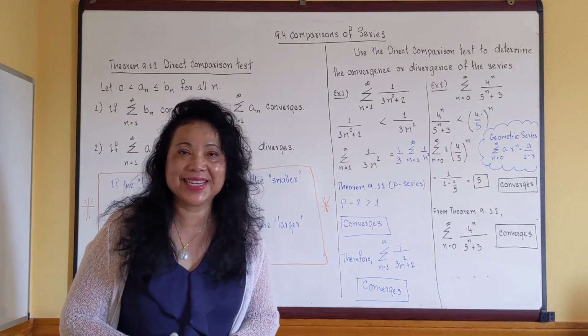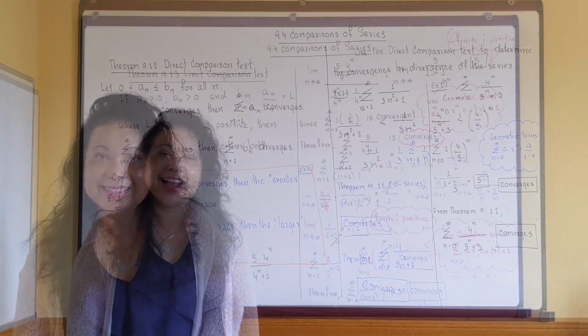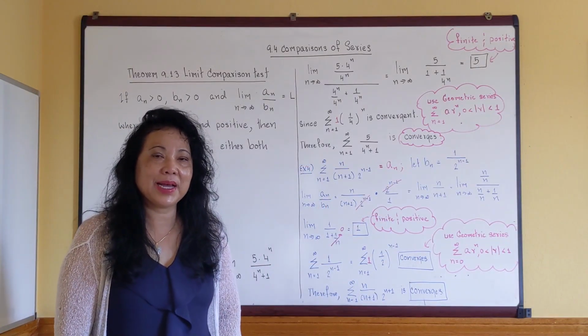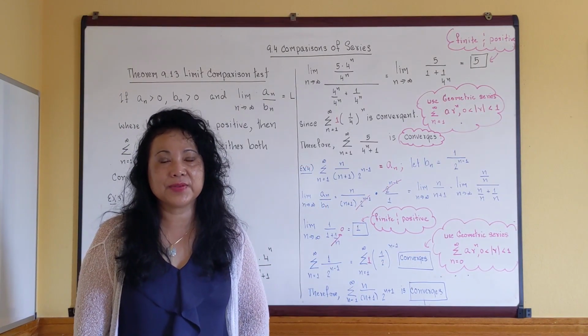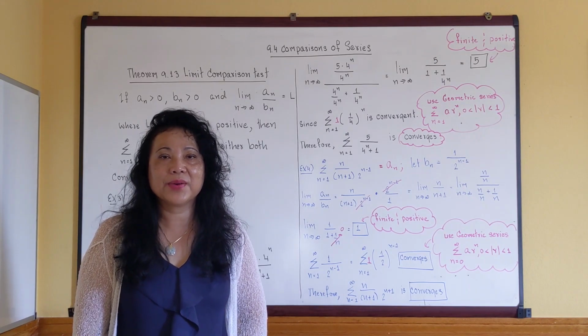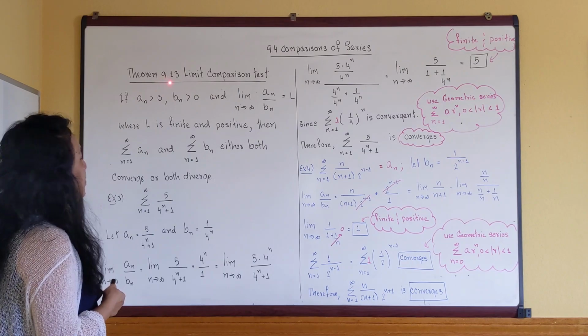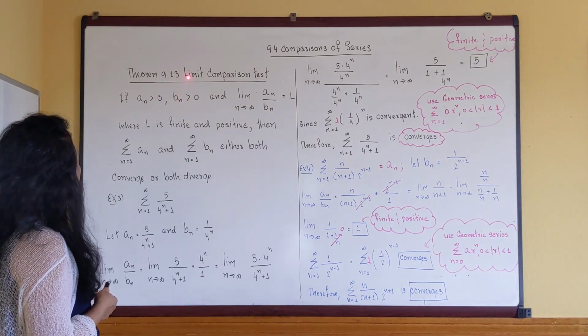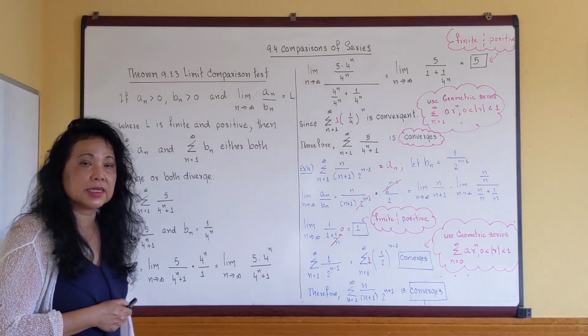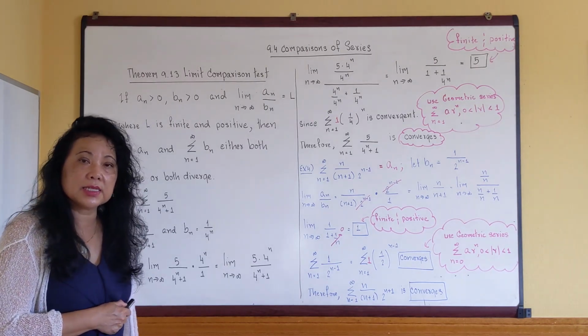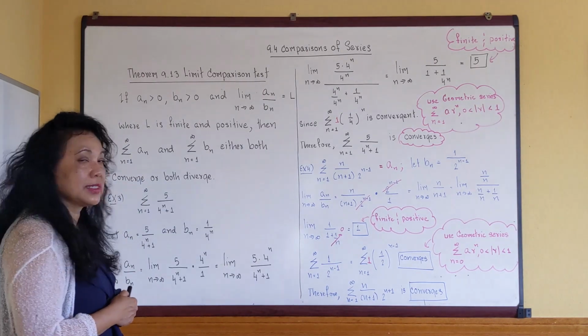Alright, let's look at the next theorem. Hey everyone, let's come back to our 9.4. Let's finish our 9.4. The next theorem is theorem 9.13. This is called the limit comparison test. The technique of this test is different from the direct comparison test.